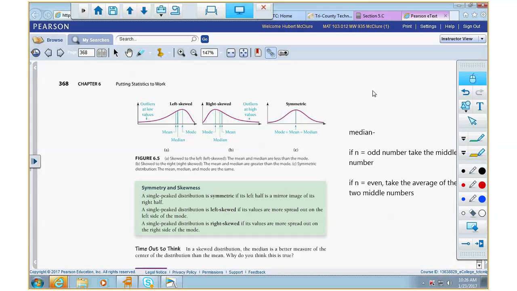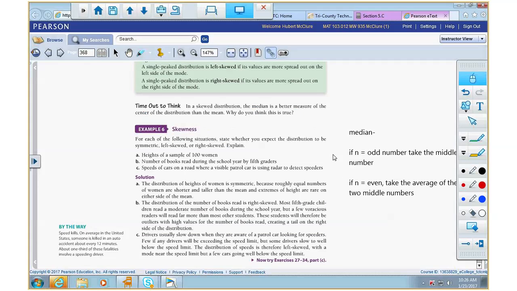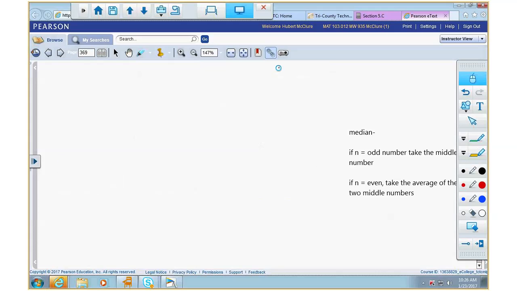Symmetric is when the center is in the center, and the bell is in the center, or the top is in the center. That's the normal distribution. They're getting you ready for the empirical rule. That's what they're getting ready for.